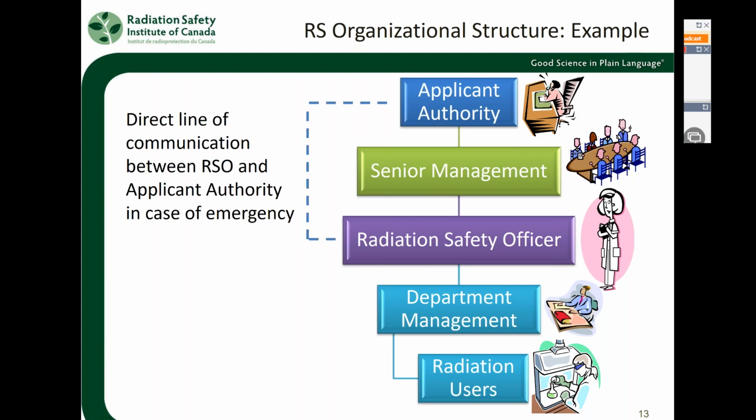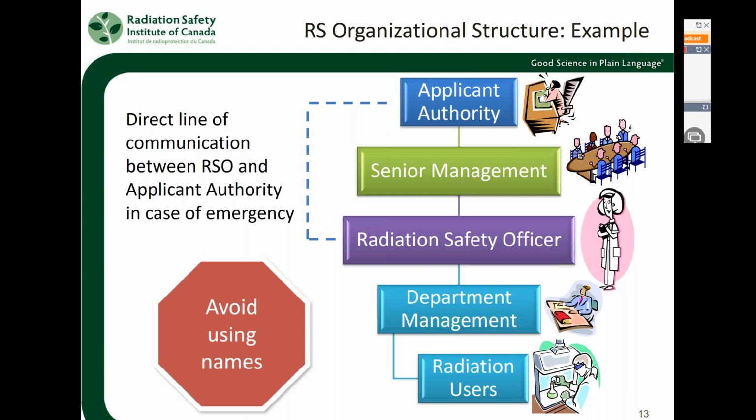We also need to see a direct line of communication between the radiation safety officer and the applicant authority. In this case, we've added that line as a dashed line to indicate that the direct communication would be only in case of emergency. So we want to know that the radiation safety officer, if there is some sort of emergency, can go directly to the applicant authority to manage that emergency.